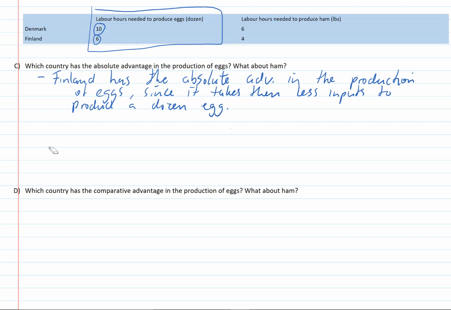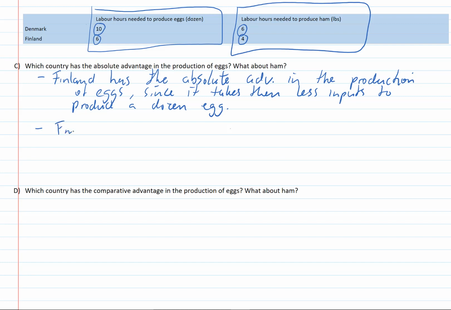To answer the second part of this question, we need to look at the second column here. That is, we need to see how many hours it takes each of these countries to produce a pound of ham. We see that it takes Denmark 6 hours to produce, while it only takes Finland 4 hours to produce.